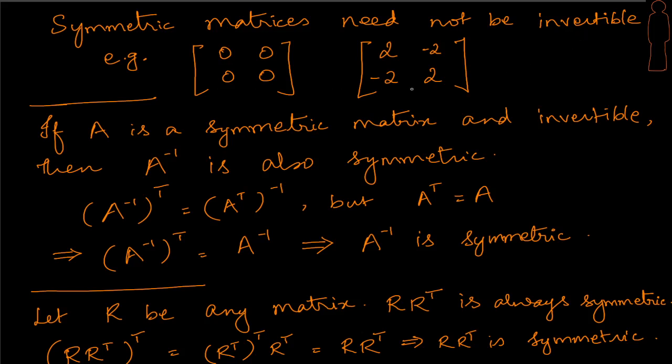So look at these matrices, they are definitely not invertible. You have an all zero matrix, it's symmetric but it's not invertible. In this case, I just used the determinant logic which we had learnt in school, and I found that the determinant of this matrix is 0, so it can't be invertible. Now if A is symmetric and invertible, then A inverse should also be symmetric. Let's try and prove this statement.